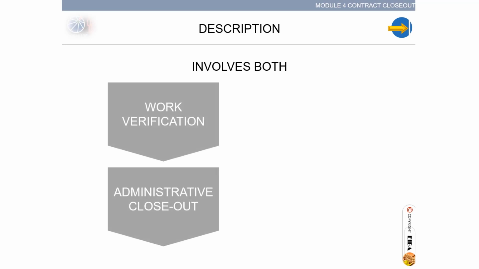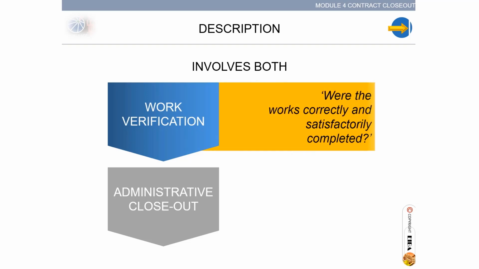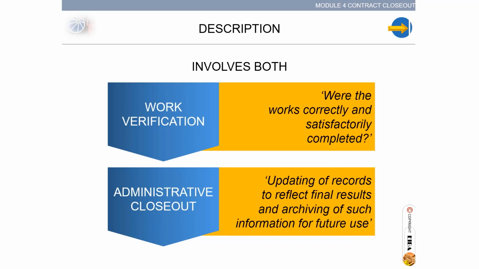To briefly describe the contract closeout process, this involves both work verification and administrative closeout. Work verification: a question had to be asked from the project team. Were the works correctly and satisfactorily completed? The project management process put in place must be able to verify work performances. Administrative closeout: updating of records to reflect final results and archiving of such information for future use. The records and information management system should be in place and functioning properly.